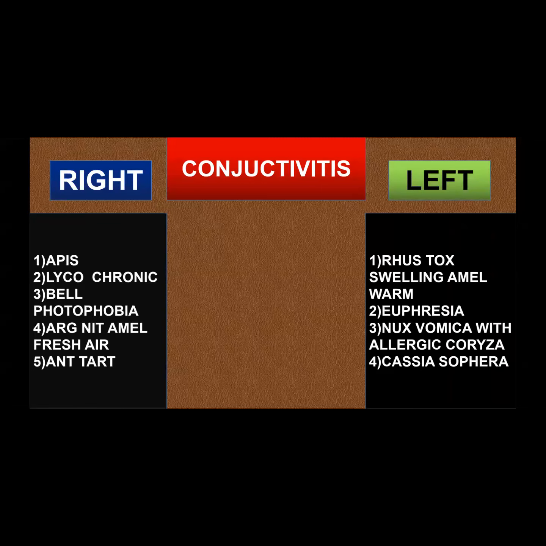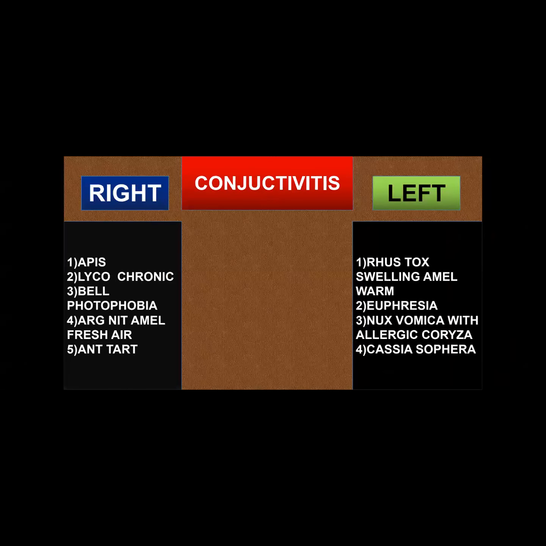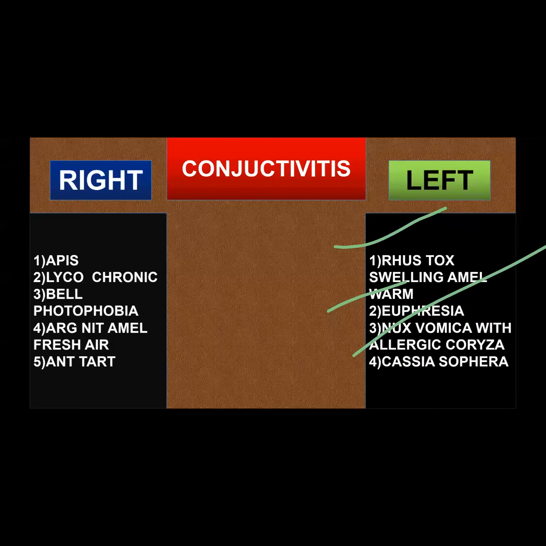Similarly, if it has started from the left side, then we can use Rhus tox, Euphrasia, Nux vomica. Nux vomica is also used with allergic coryza, like we have seen in the classification of conjunctivitis, that is allergic conjunctivitis.